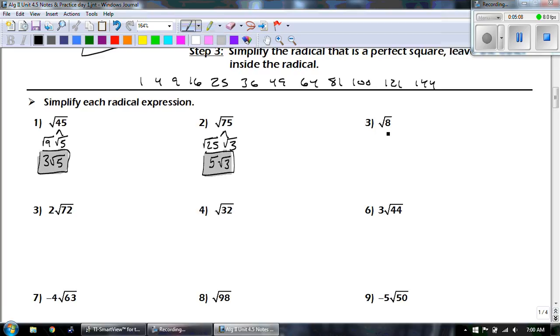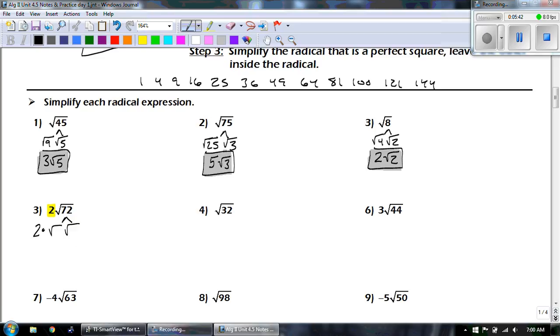Okay, 8. Well, the biggest number that's going to go into 8 is 4. 4 and 2. The square root of 4 is 2. So we're left with 2 square root 2. All right, so now it looks a little bit different because we've got a number out front. So the number out front stays there. And then we need to break down the square root of 72.